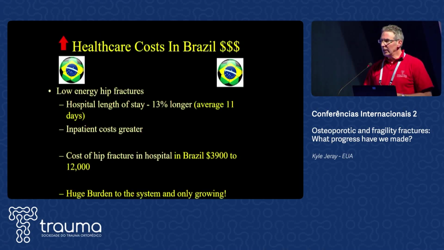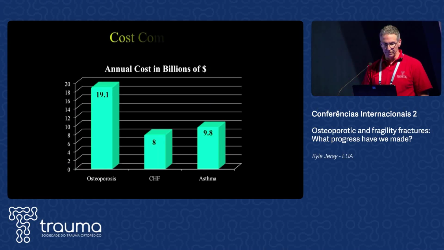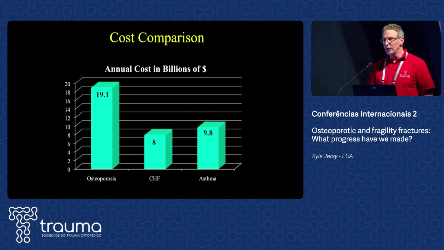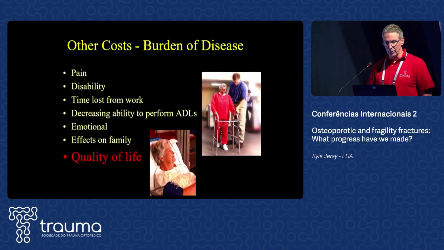If we look at Brazil, hip fractures and fragility fractures have a 13% increased length of stay compared to someone else, averaging 11 days for a hip fracture. Inpatient costs continue to grow, and in Brazil, the cost in US dollars is about $4,000 to $12,000 for a hip fracture, and that's just the inpatient cost. So again, huge numbers. Congestive heart failure and asthma, both of which are very common in the United States, don't touch the amount of money we spend compared to osteoporosis. And the majority of that, as you saw, is really based in our hip fracture patients.